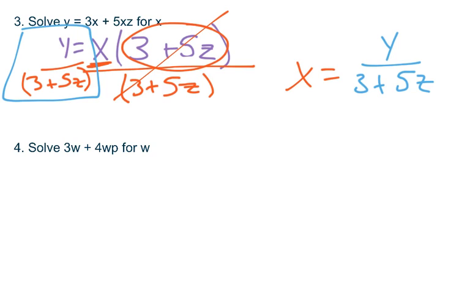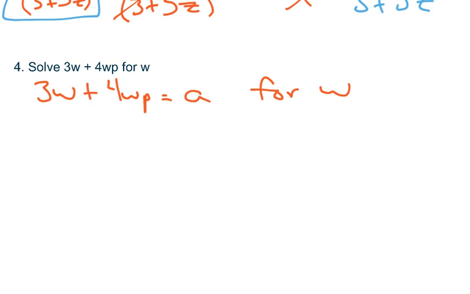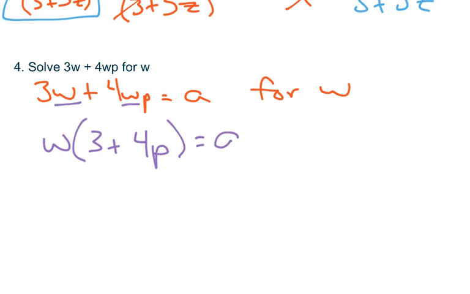And then for number 4 here, I missed a part of the equation. This should actually be 3w plus 4wp equals a. We're solving that for w. Let's try it again. We've got two w's. Let's combine them by undoing the distributive property. So if I was going to distribute, w times what would give me 3w? The answer there is 3. And then w times what would give me 4wp? That answer there is 4p. And then a plus in between, that's equal to a.